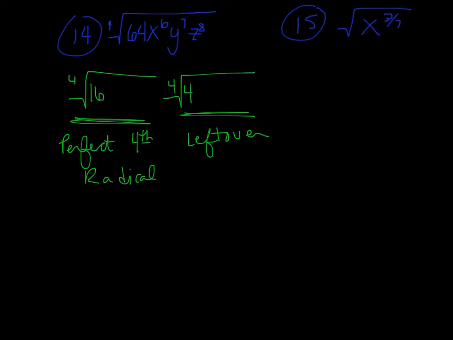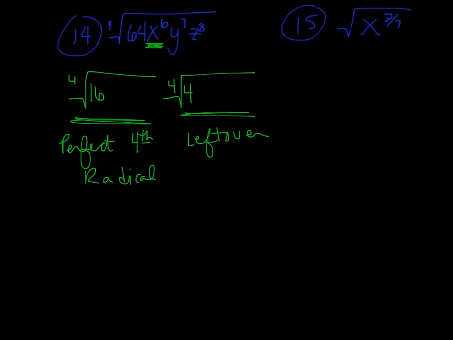Then in my perfect fourth radical, I have to have x's, y's, and z's raised to a power that's a multiple of 4, since 4 is my index. So I'm thinking about my multiples of 4. I have 4, 8, 12, 16. I want the biggest one that's still less than 6, because that's how many x's I have in my original problem.